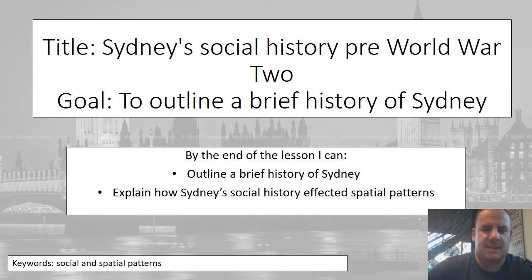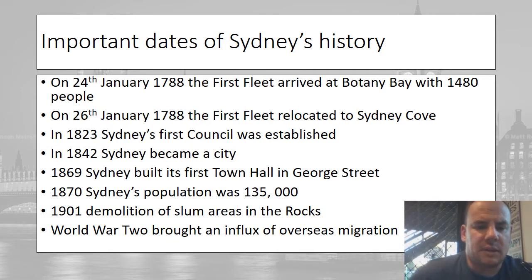This lesson is about Sydney's social history, and by the end of the lesson, I want you to be able to outline a brief history of Sydney and then explain how that history has affected Sydney's spatial patterns of population and also land use. So let's have a look at some important dates of Sydney's history.